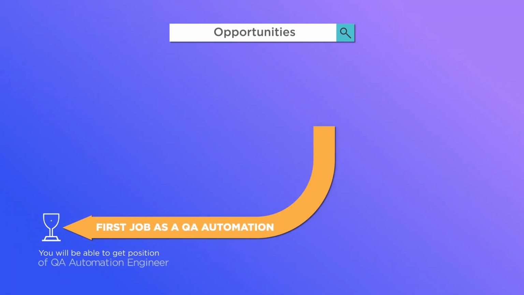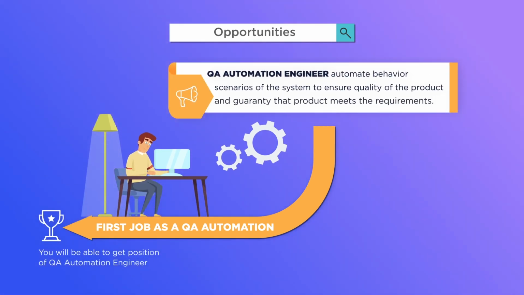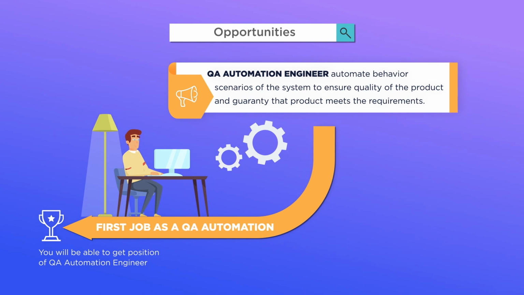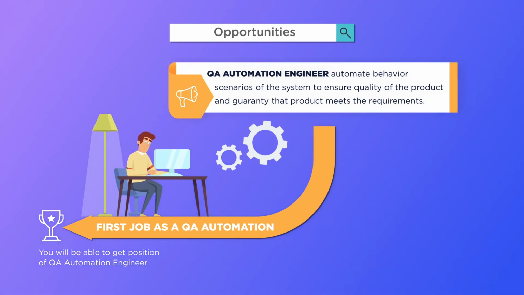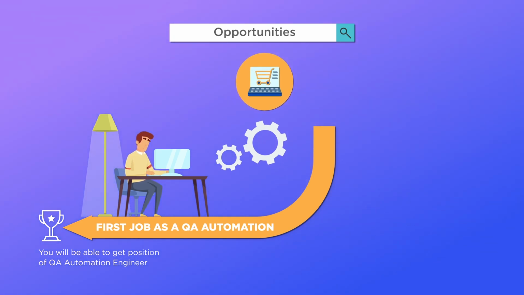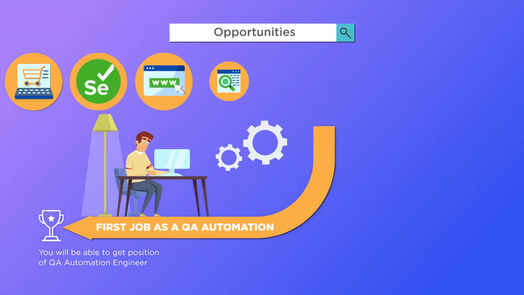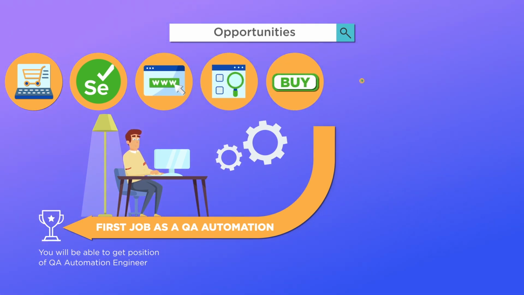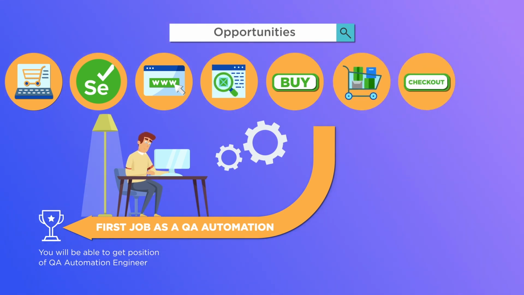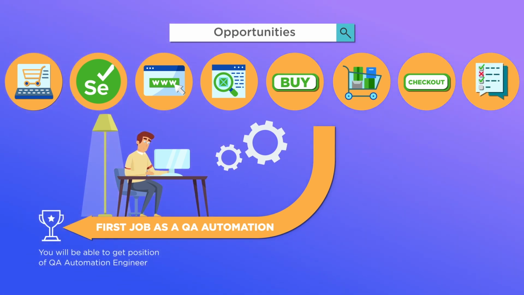You will be able to get a position of QA Automation Engineer. For those who are not aware, a QA Automation Engineer automates behavior scenarios of the system to ensure quality of the product and guarantee that the product meets the requirements. For example, such a regular purchase flow in an online shop might be easily automated. Selenium allows you to write code which will open the browser, open the product page, press the buy button, and put the product into your cart. After that, press the checkout button and check that the mandatory fields are filled out. If not, check that the website asks the user to provide all necessary data, etc.